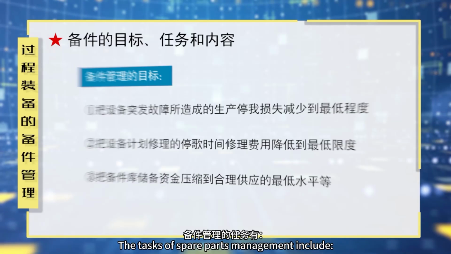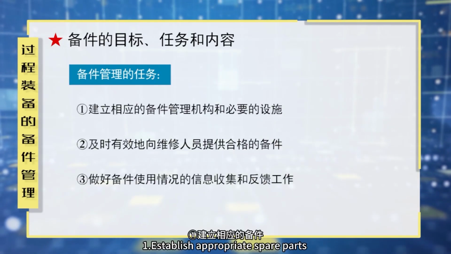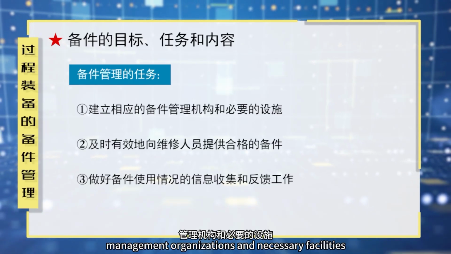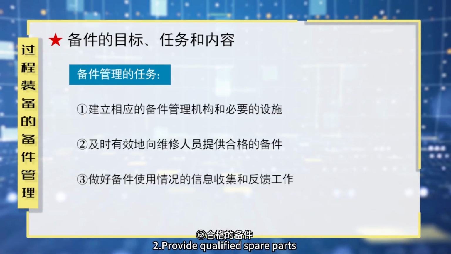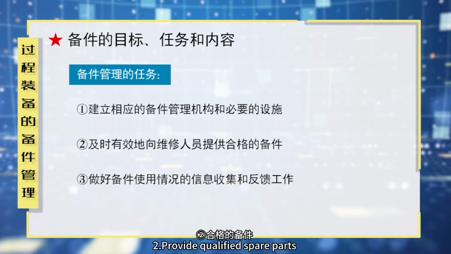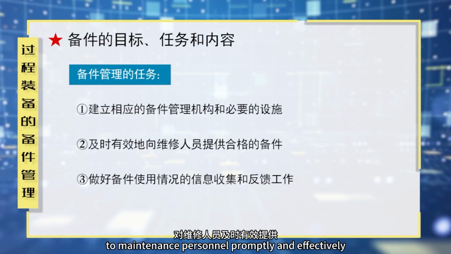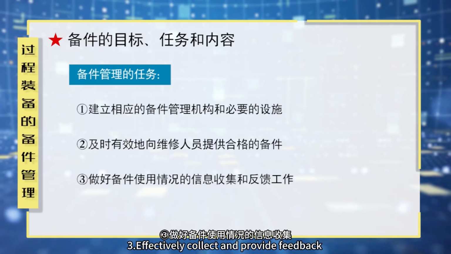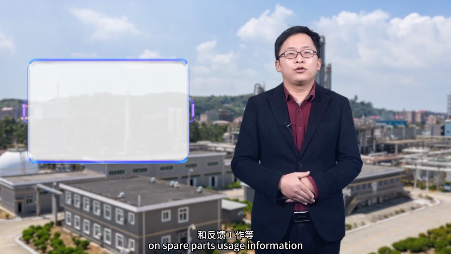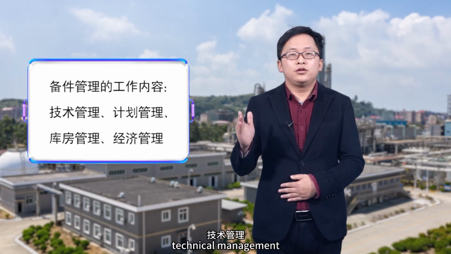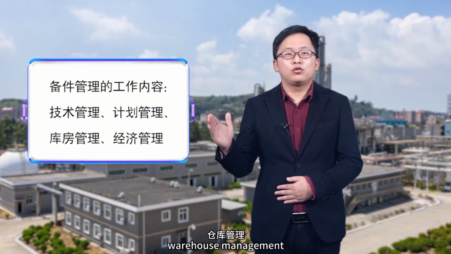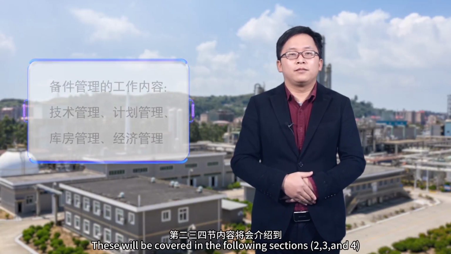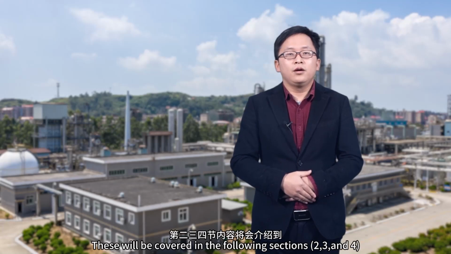The tasks of spare parts management include: first, establish appropriate spare parts management organizations and necessary facilities. Second, provide qualified spare parts to maintenance personnel promptly and effectively. Third, effectively collect and provide feedback on spare parts usage information. The main work includes technical management, plan management, warehouse management, and economic management. These will be covered in the following sections 2, 3, and 4.